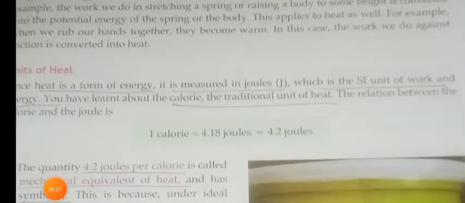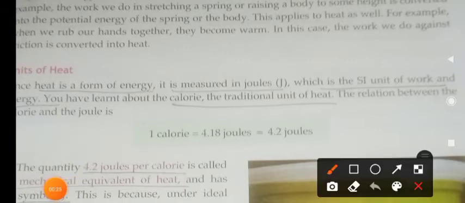Today we will start the new unit 5, heat in physics. Is it okay children? So what is heat? You know very well, heat is a form of energy. Heat is a form of energy, and it is measured in joules. The SI unit of heat is joules. Capital J is the symbol.